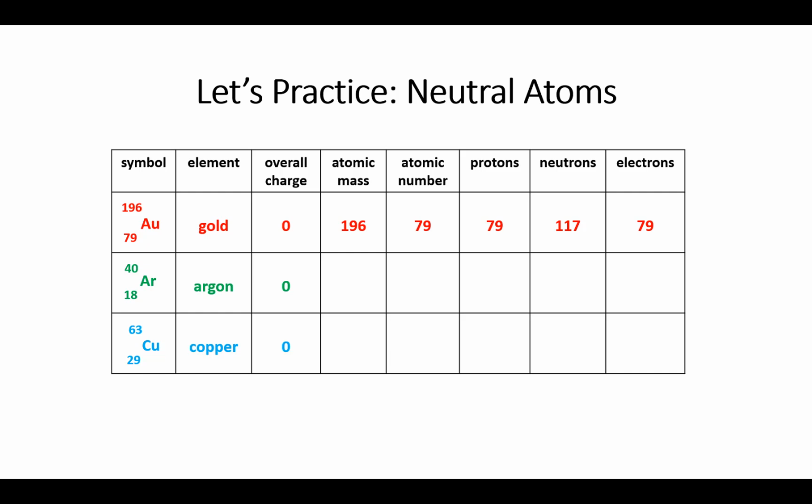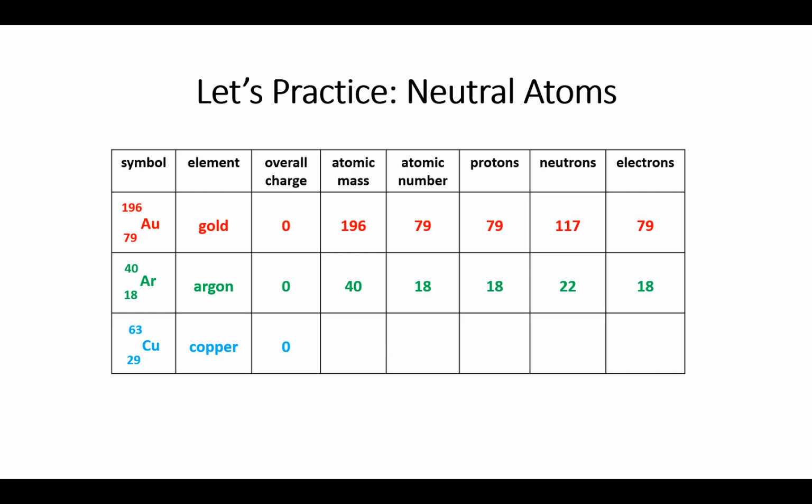Now we're going to go a little faster. Please pause the video as you practice this and see if you're getting it right. Let's look at argon. Give me a mass and give me an atomic number, please. Hopefully you wrote in 40 and 18. Now pause the video again and figure out your protons, your neutrons, and your electrons. Hopefully you're getting 18, 22, and 18.